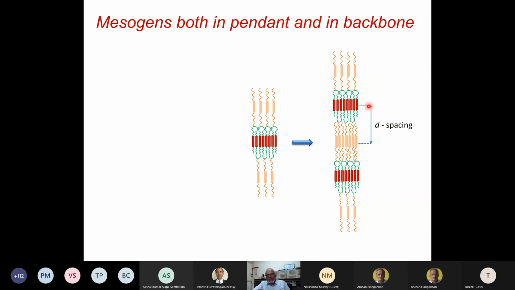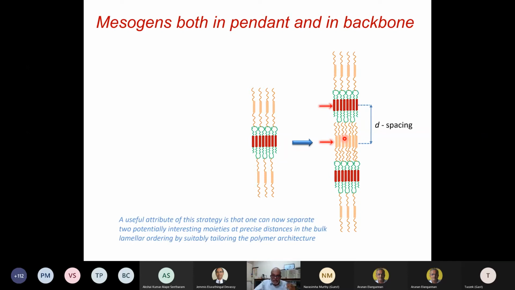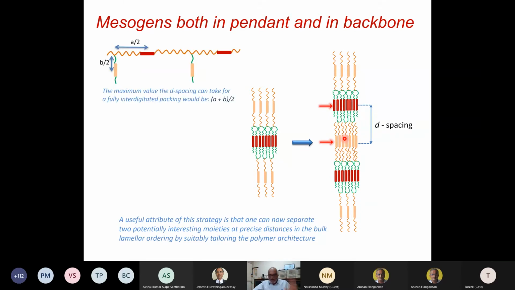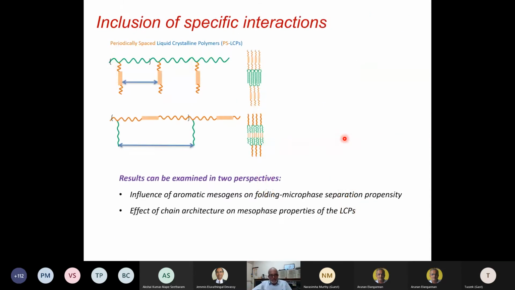So this can be one entity and this can be the other entity, and the distance between them in the layered ordering is governed primarily by these two segments, okay, which is tunable from a synthetic point of view. So really, we can now begin to think of additional functions that you can impart to these folded systems. So yeah, this is the summary of what I said.